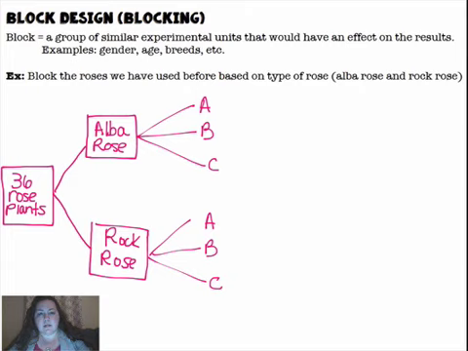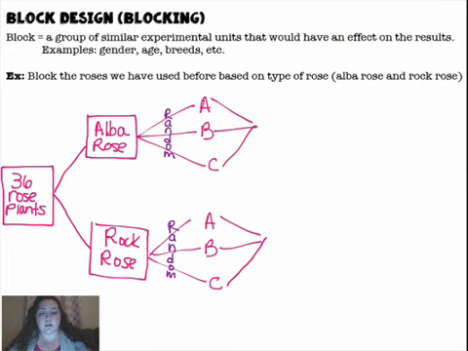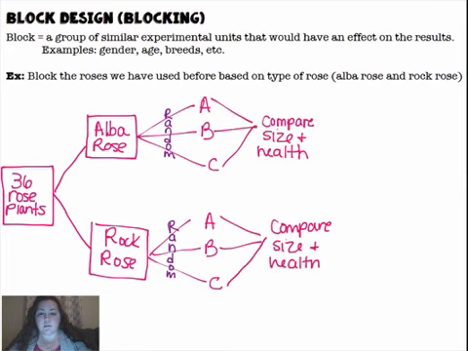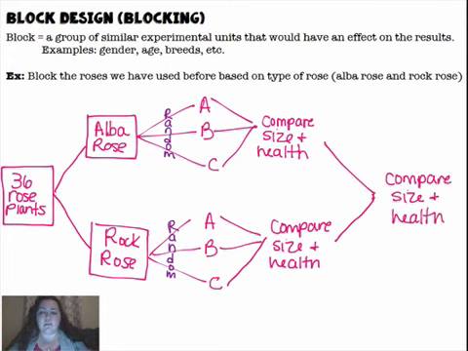Alright, and then I would break them into my 3 different categories, my 3 different treatments, A, B, and C, soil A, soil B, soil C. And then I would randomly assign those in each block. Then I'm going to compare the results, compare the size and health for the alba roses, and compare the size and health of the rock roses between the 3 different treatments. And then I would compare the size and health overall.